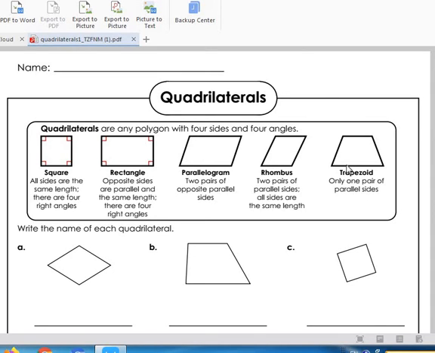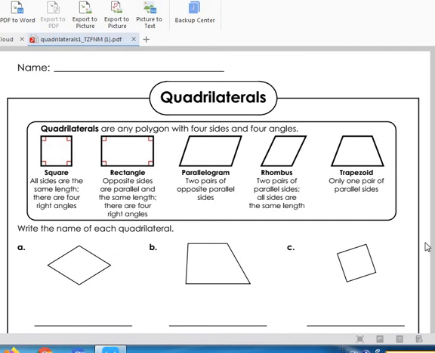This is a trapezoid. Do you remember? A trapezoid has only 1 pair of parallel sides. This side is opposite this side. This distance is equal to this distance. Okay, do you remember? And the two parallel lines go in the same direction.